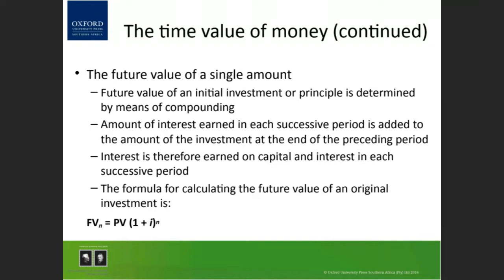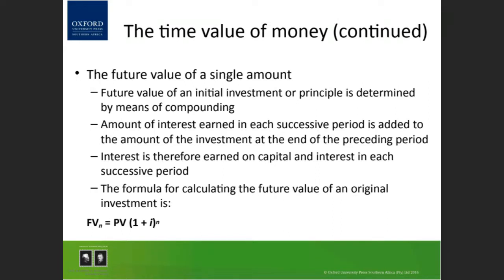So the amount of interest earned in each successive period is added to the amount of the investment at the end of the preceding period. So if you had, let's say, 1,000, then you have earned an interest of 100 Rand, maybe in the first month, in the first year. In the second year, when you are calculating interest, it's no longer interest on capital, which is your 1,000. It will now be interest on 1,100. So that's the effect of compounding. Interest is therefore earned on capital and interest in each successive period.